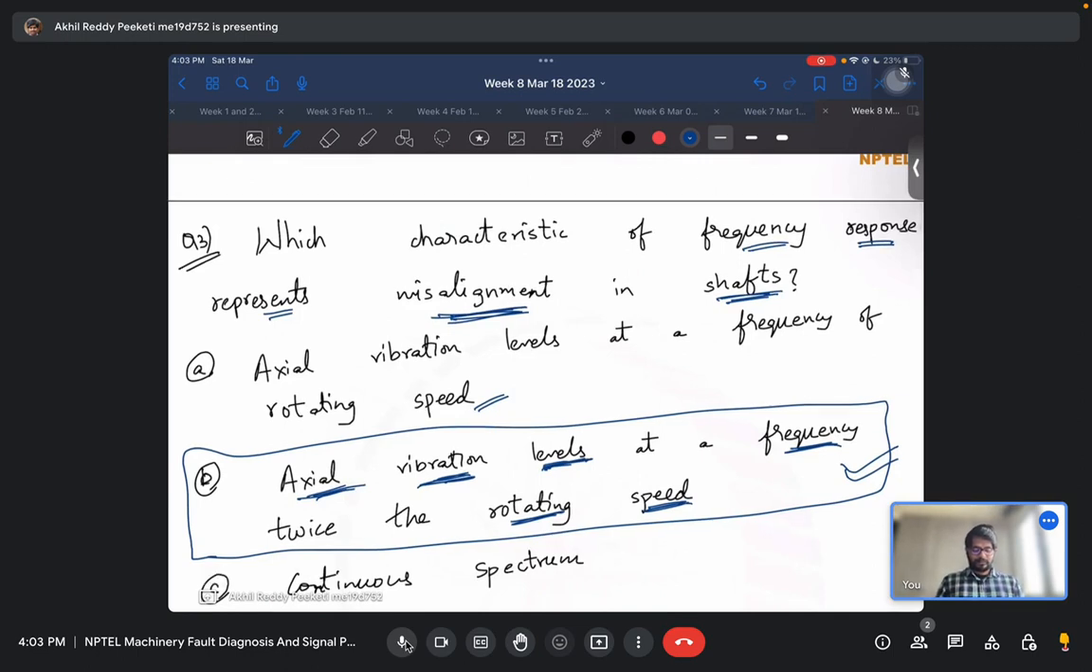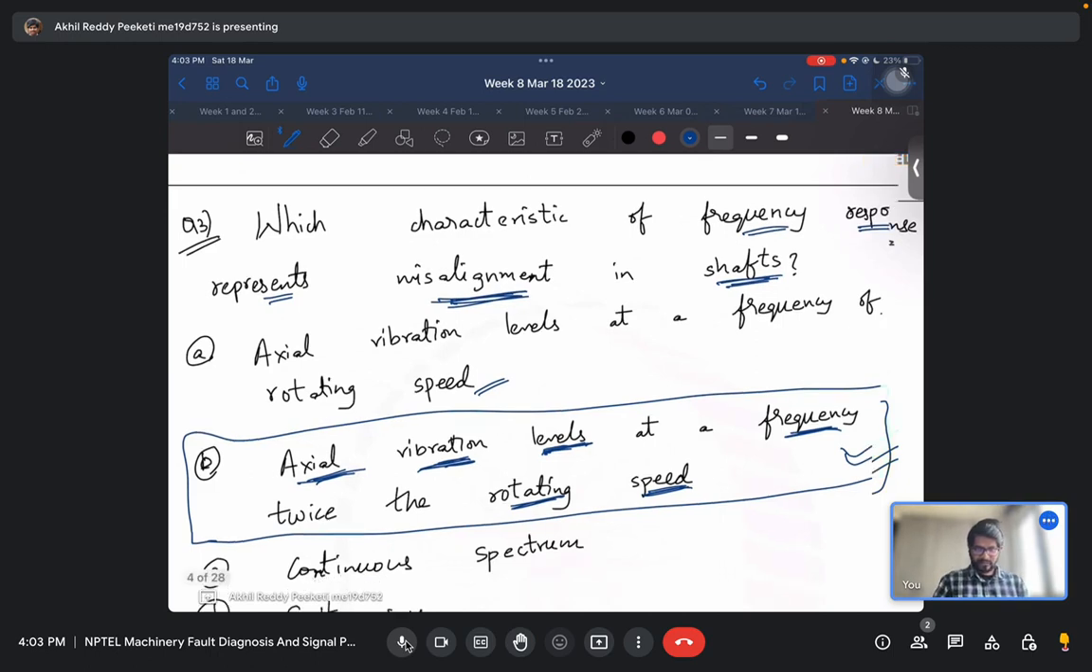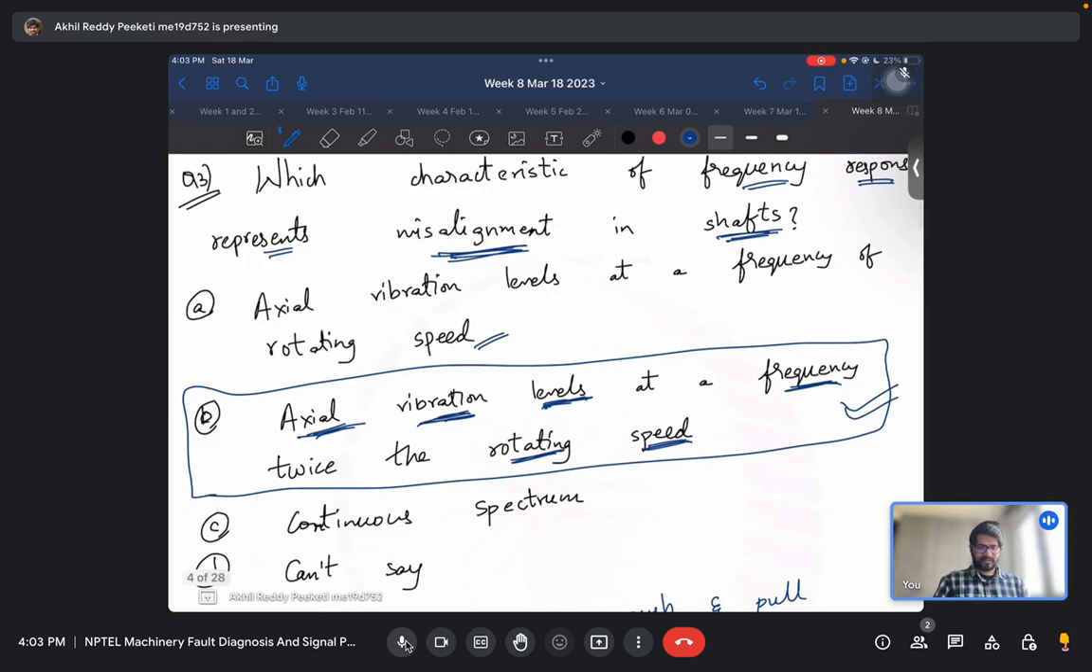Now, which characteristic frequency response represents misalignment in the shafts? As we have seen, it creates axial vibration levels, and in this case, let's say it's angular misalignment. So when it is, let's say this or this, it will create the same level of torque on the system. Because of that, you will have vibration levels at a frequency twice the rotational speed.